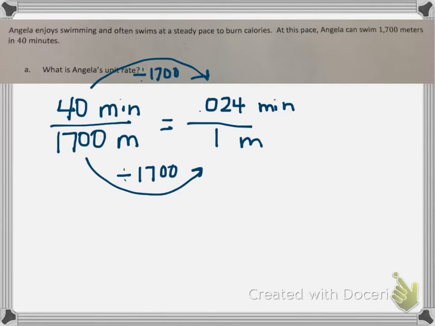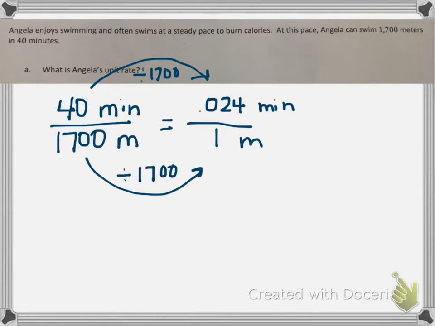It's not as useful of a rate, a unit rate, but it can be used to compare how long it takes her to swim 1 meter compared to someone else who's swimming the distance of 1 meter. Not one that we would normally use, but you can find unit rates in any order, depending on what you want to find out.